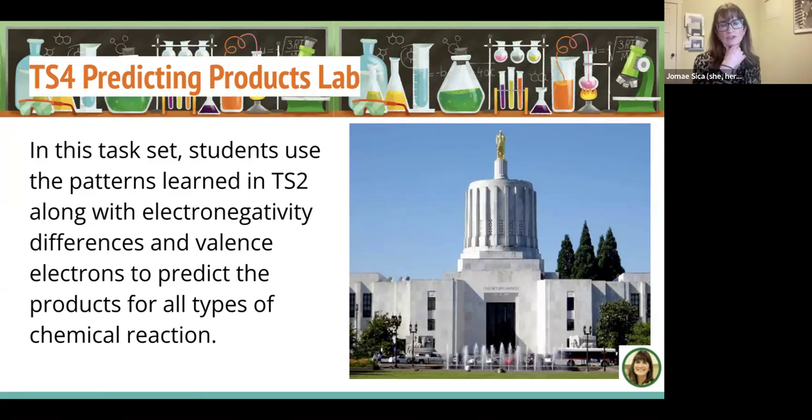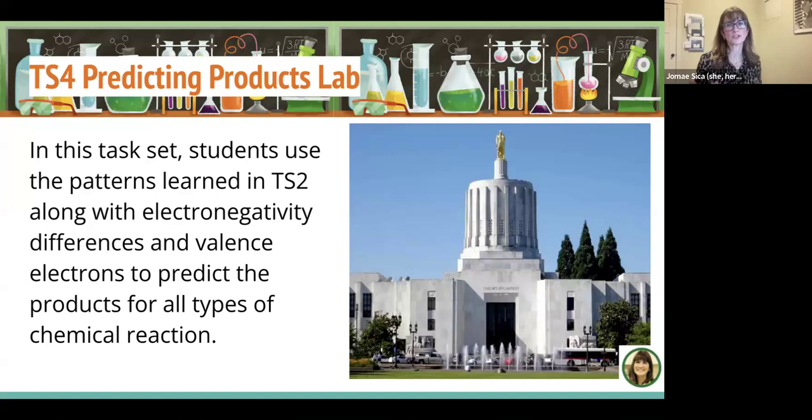In this lab, students first are taking what they learned in task set 2, right? Task set 2 is what you just did when you were in the breakout rooms. It was really introducing students to the patterns and the ways that elements are breaking apart as reactants and recombining as products, and that we saw some repeating patterns with how that was happening. We also want to bring back that information that they have learned in Unit 2 and that we've revisited in Unit 4 about electronegativity and valence electrons. And now we're really trying to ask them to put all of that information together to be able to predict the products of a chemical reaction.